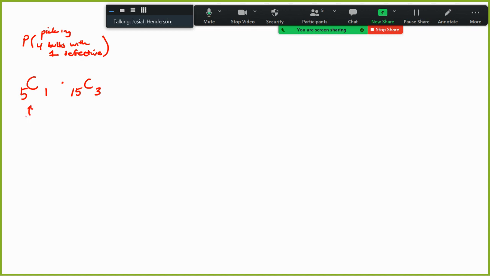So this on the left is picking one defective from 5 total. And then the second one I've written is picking 3 good ones from 15 total goods.